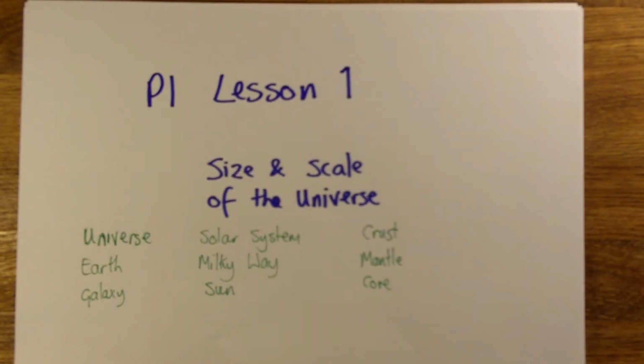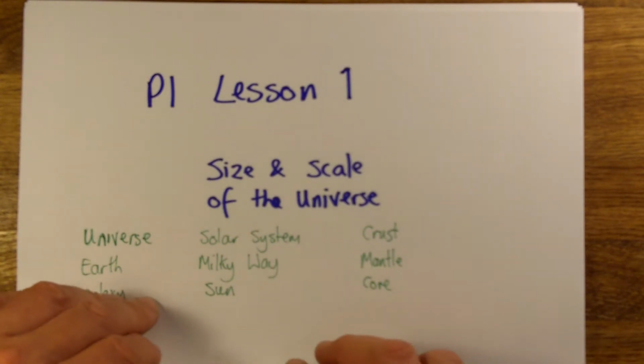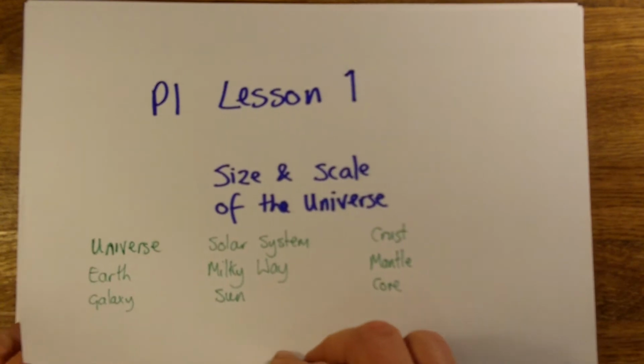This is the first lesson for P1, Size and Scale of the Universe, and this lesson will encompass the following key terms: Universe, Solar System, Milky Way, Earth, Galaxy, Sun, and the structure of the Earth: crust, mantle, and the core. So we're going to start with the biggest thing and work our way down.